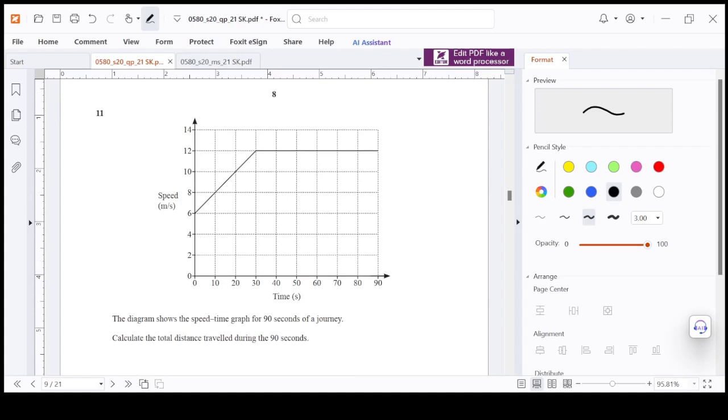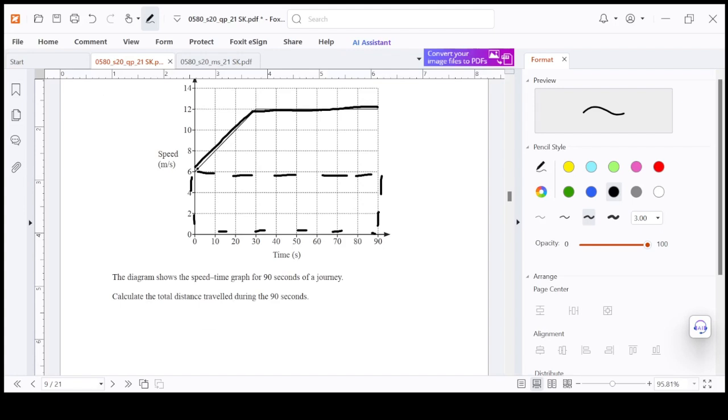Next question is, the diagram shows the speed time graph for 90 seconds of a journey. Calculate the total distance traveled during the 90 seconds. Distance traveled is the area under the graph. This can be split into a trapezium and a rectangle. You may split it into any two parts, but I'm using this. For the rectangle, this would be 6 and this would be 90. So 6 times 90 plus for the trapezium it's half times height.